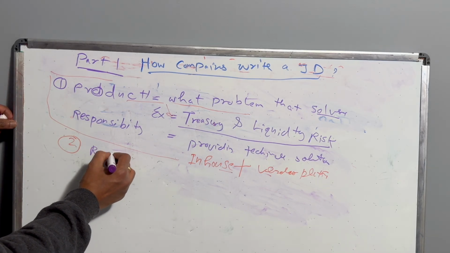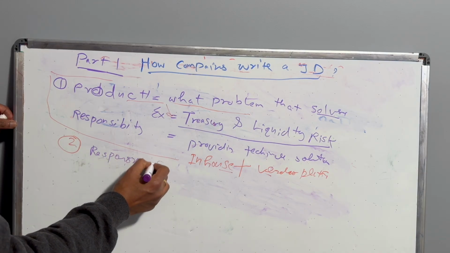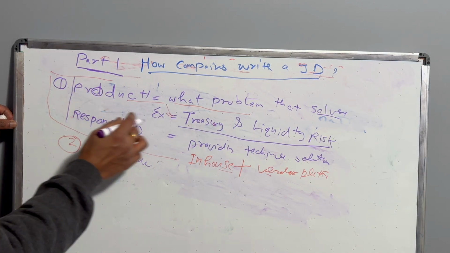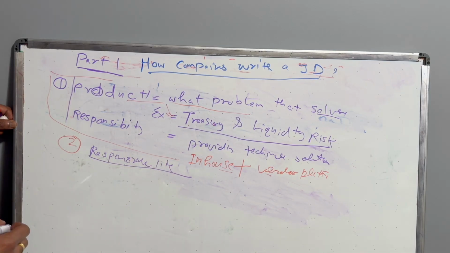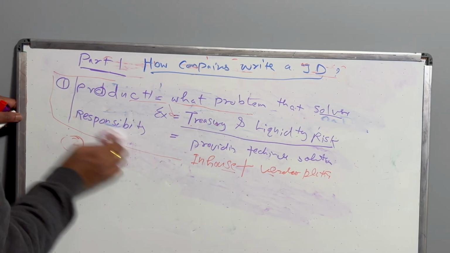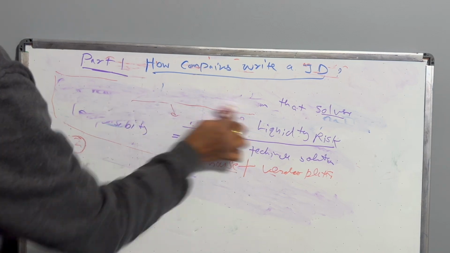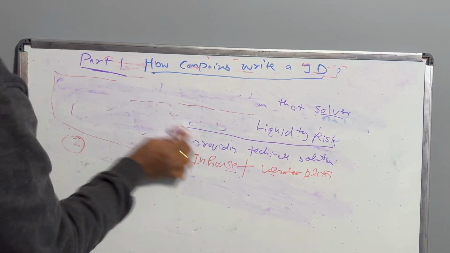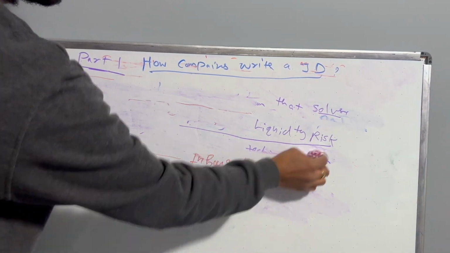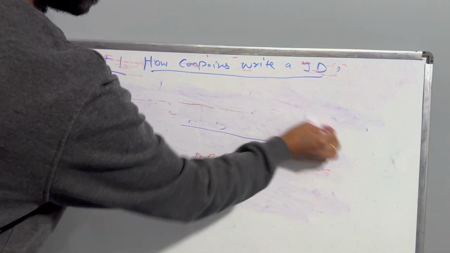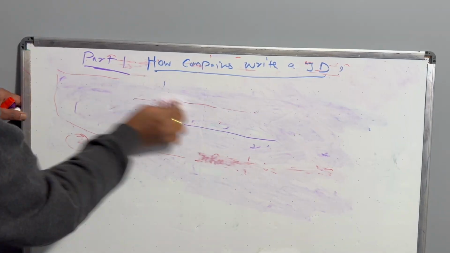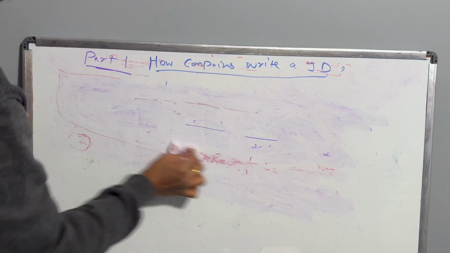Number 2, responsibilities in detail. They give a small summary of what they are looking for, and in the next section they give the responsibilities. My board is very small, so I'll delete this one and write it at the top so that you can see.